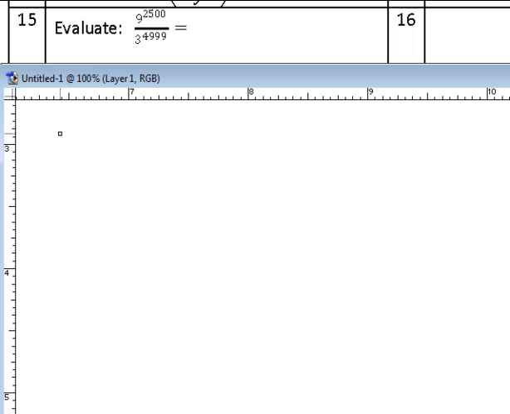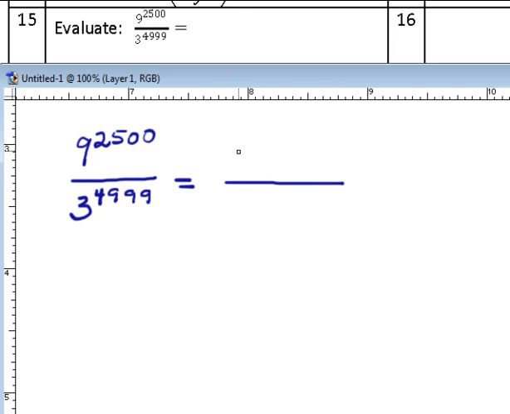In number 15, we're asked to evaluate 9 to the 2,500 divided by 3 to the 4,999. In order to use our exponent rules, we need the same base. So let's first change everything to base 3. Since 9 is equal to 3 squared, we can do that. Okay, so we'll replace 9 by 3 squared.